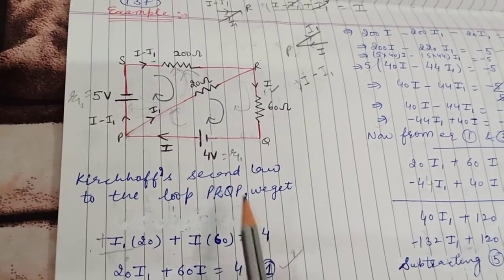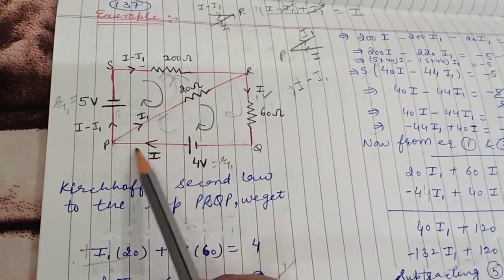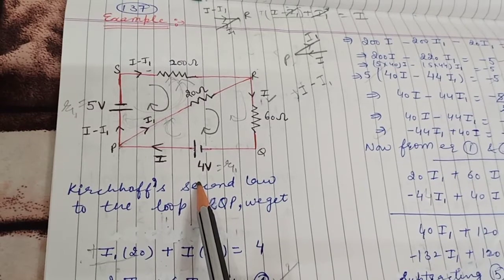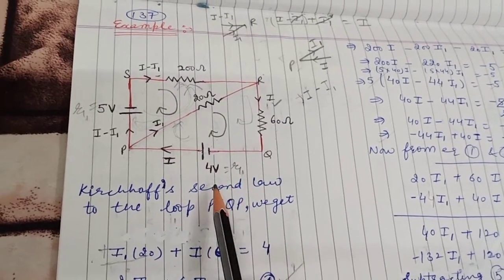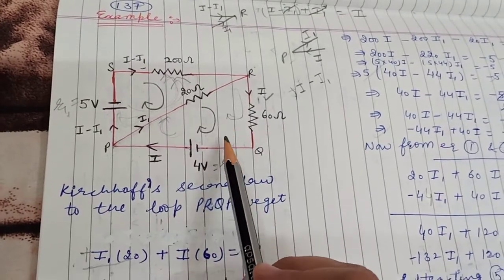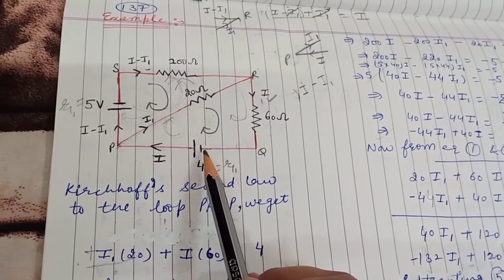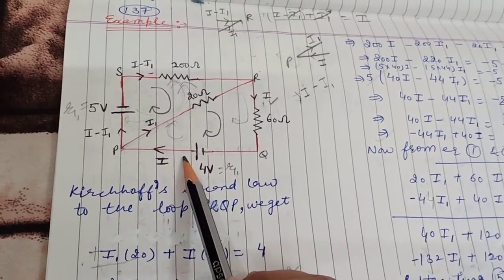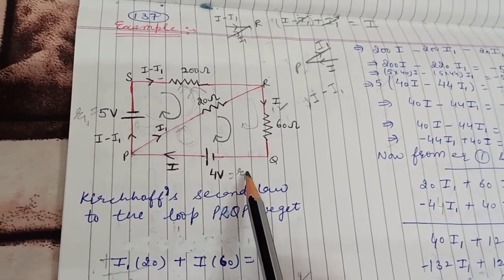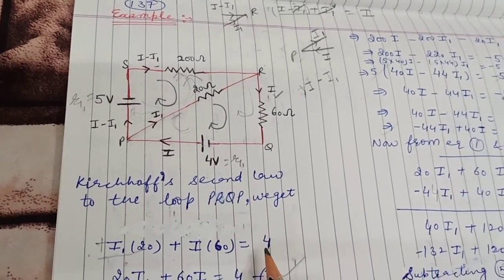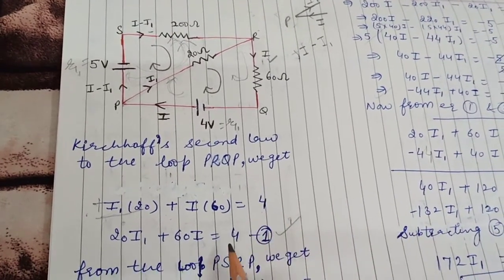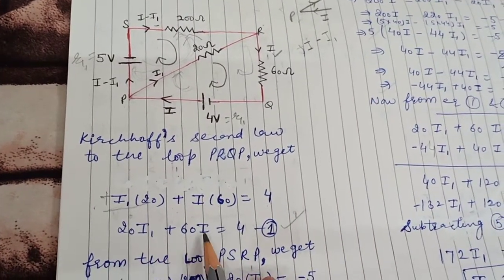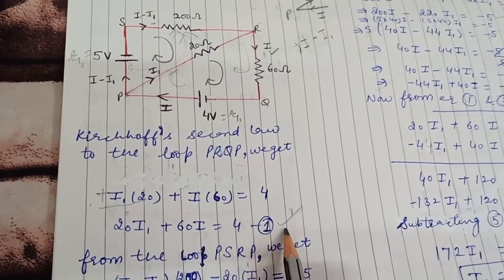Now equal to EMF. This loop contains only one cell whose EMF is 4 volt. The direction of traversal is going from the negative to the positive terminal of the cell, and according to the sign convention the EMF takes positive sign, so here it is positive 4. So 20 I1 plus 60 I is equal to 4. Take this equation number 1.